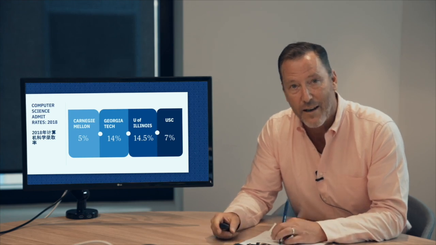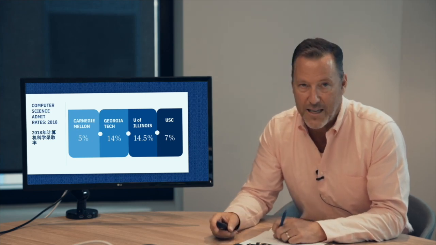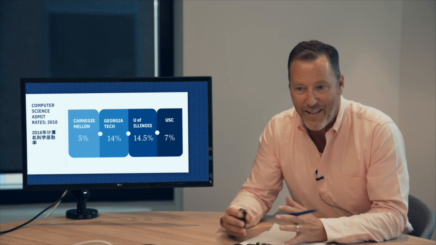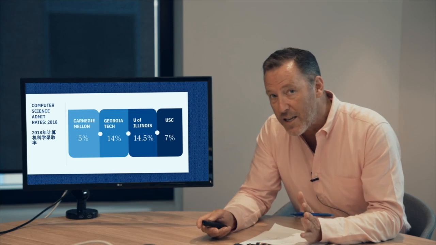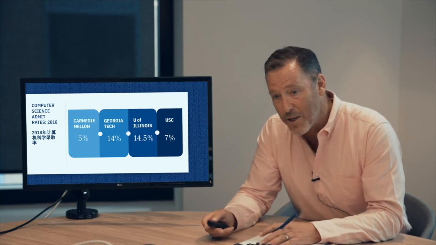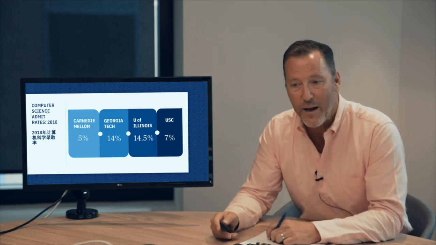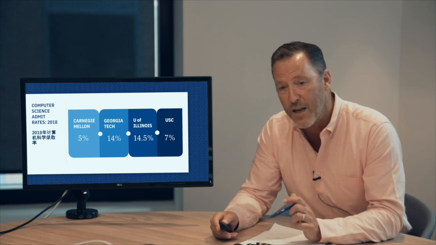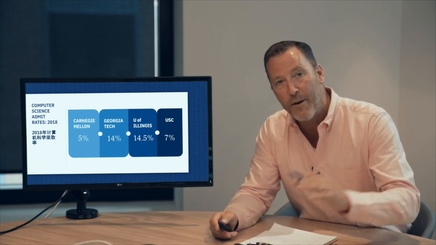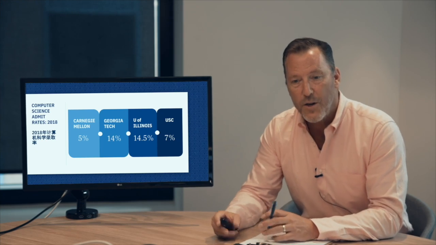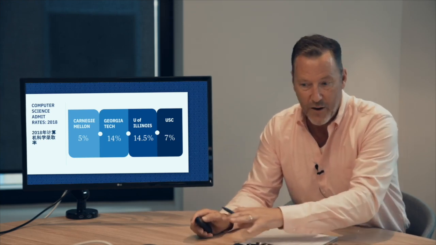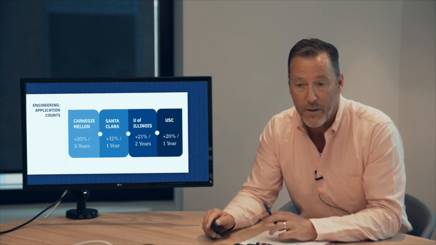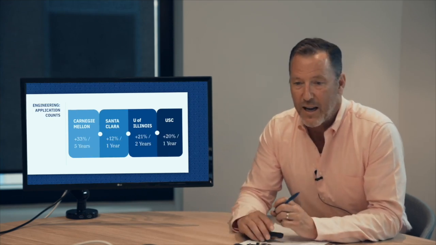And to illustrate that, Carnegie Mellon's computer science admit rate is 5%. I think Carnegie Mellon's overall admit rate is much closer to 25%. USC's computer science admit rate is 7%. Illinois Urbana-Champaign, 14.5% for computer science. Overall admit rate much higher than that. So the door you're trying to open up at a university can absolutely impact if your application lives or dies in committee.